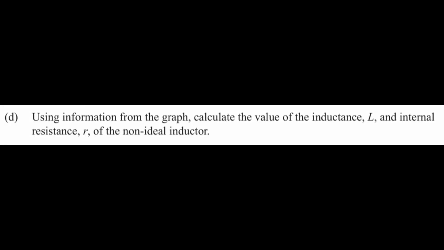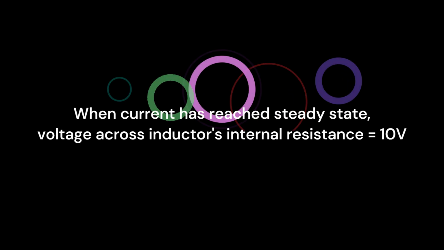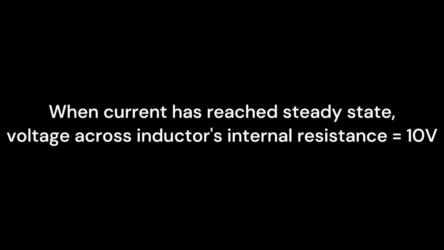Question 4d. Using information from the graph, calculate the value of the inductance, L, and internal resistance, R, of the non-ideal inductor. The final steady current through R1, and therefore the inductor, is 4.46 amps. When current has reached steady state, the voltage across the inductor's internal resistance equals 10 volts. Substituting our numbers in, we get the internal resistance of the inductor is 2.24 ohms.